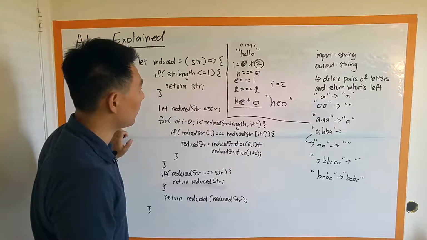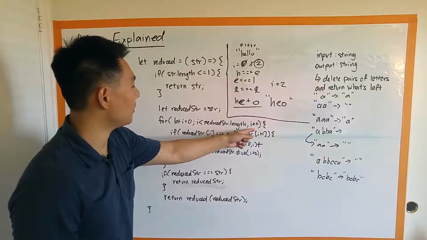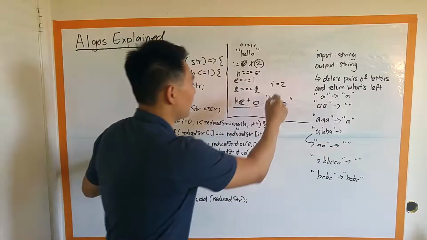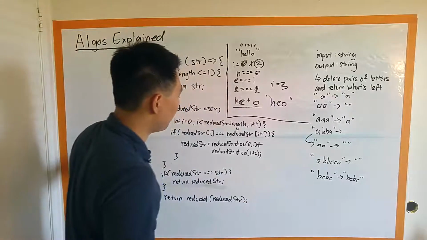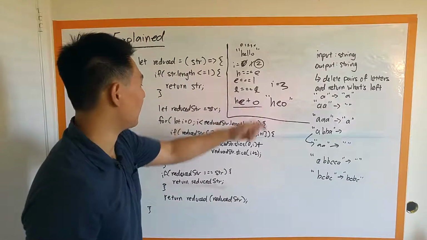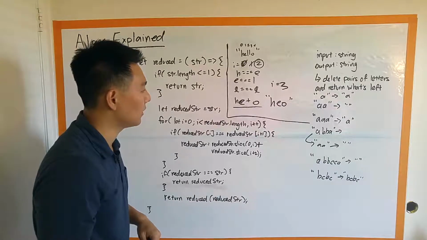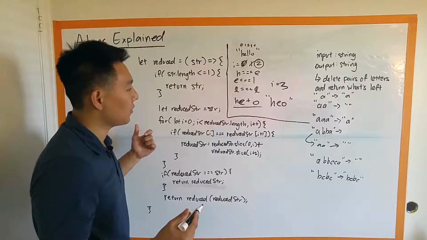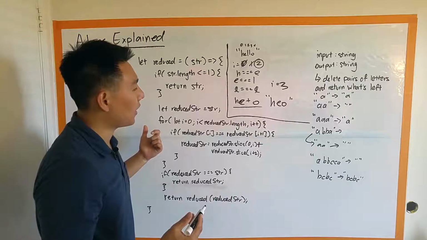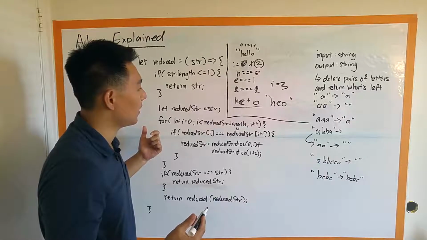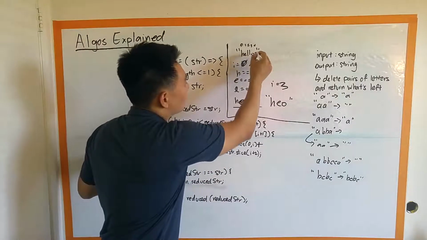Now we're going to increment, so our index is now 3. But our reduced string's length is now 3, so we're just going to cancel out of that. And well, you might say, what if I had hello O like that?